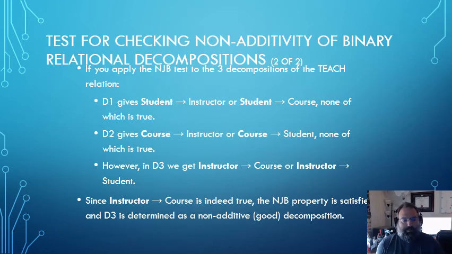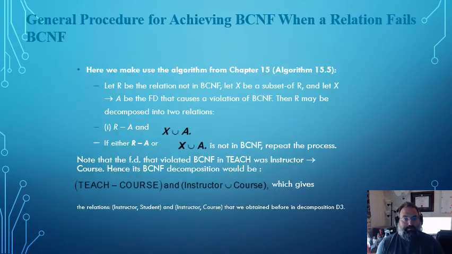If you apply the NJB test for the three decompositions of the TEACH relation, D1 gives student implies instructor, student implies course, none of which is true. D2 gives course implies instructor, course implies student, none of which is true. However, for D3, we get instructor implies course and instructor implies student. Since instructor implies course is indeed true, the NJB property is satisfied, and D3 is determined to be a non-additive, good decomposition. Here we can make use of the algorithm from chapter 15, algorithm 15.5.